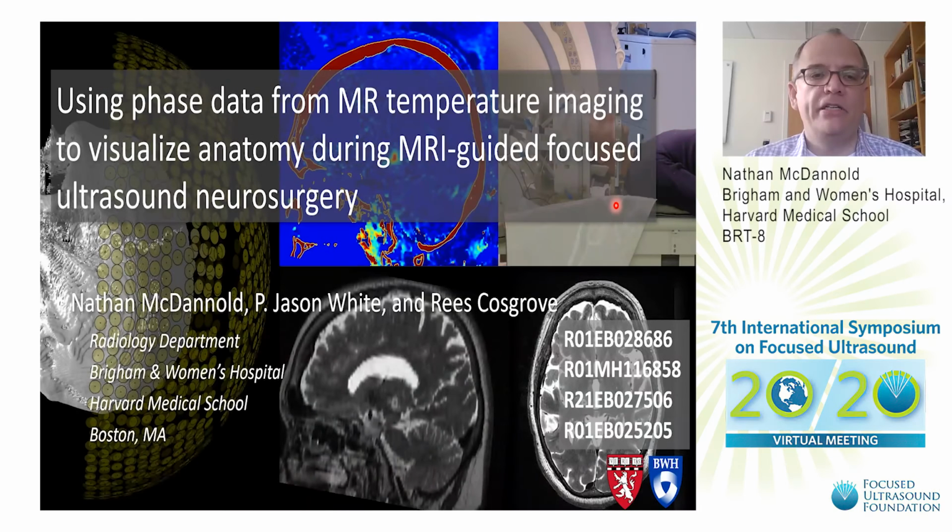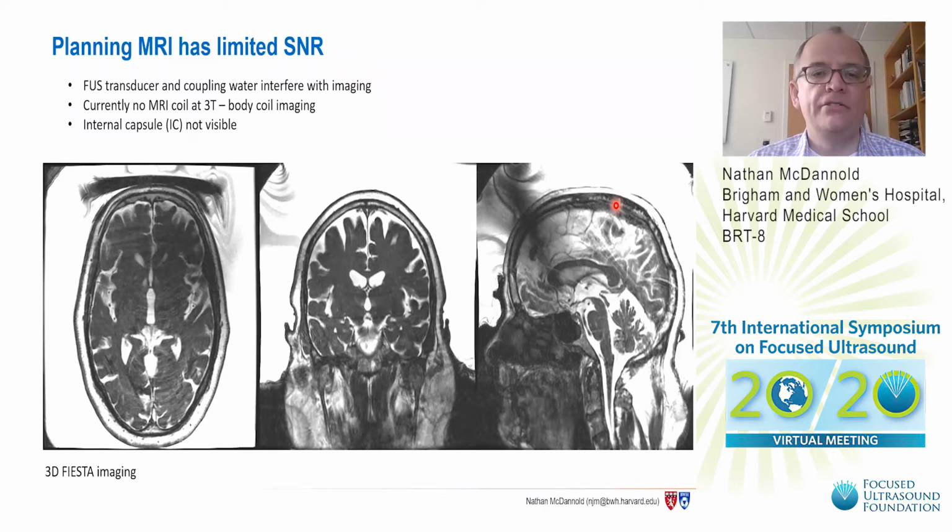I'm going to talk today about how we can use phase mapping during essential tremor cases to visualize anatomy and guide the treatment. When we plan for essential tremor cases, we use the body coil. There's no 3T image head coil available, and the image quality is relatively poor. While we can see tissue outlines, which we can use to plan the treatment, we cannot see internal structures. Importantly, we can't see the internal capsule, which we want to protect during the procedure.